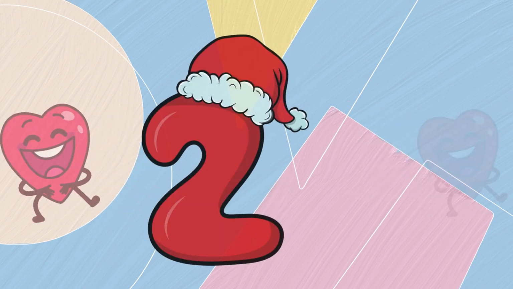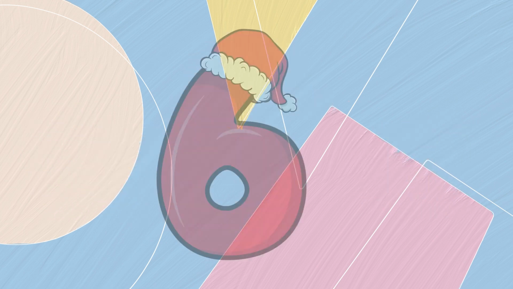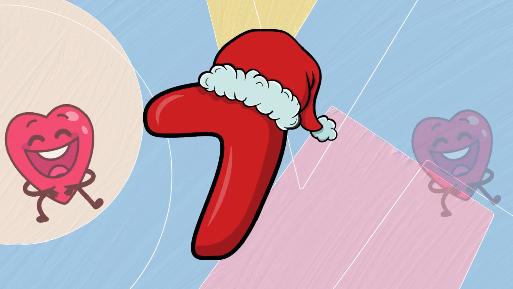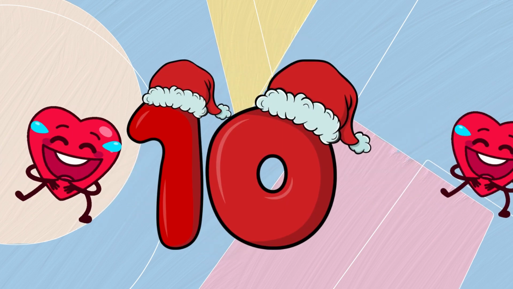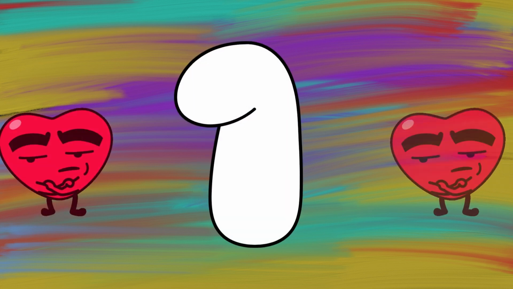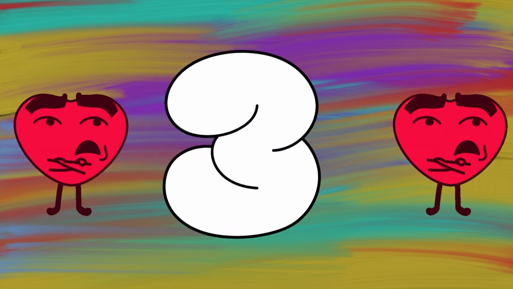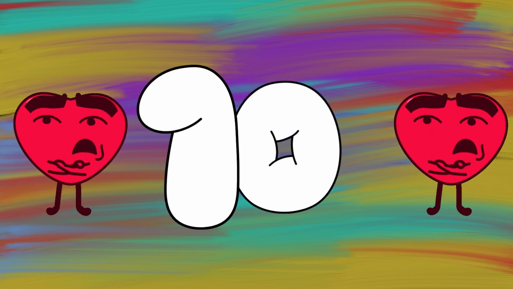One little, two little, three little numbers. Four little, five little, six little numbers. Seven little, eight little, nine little, ten little numbers.